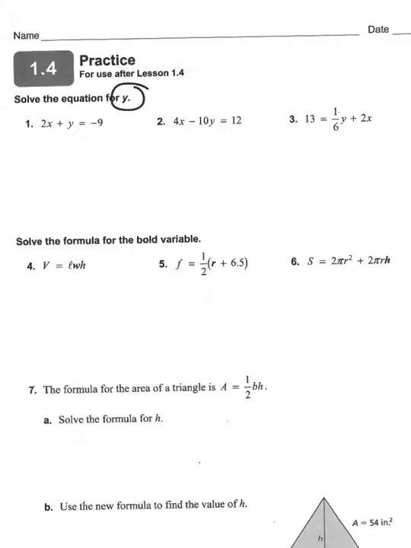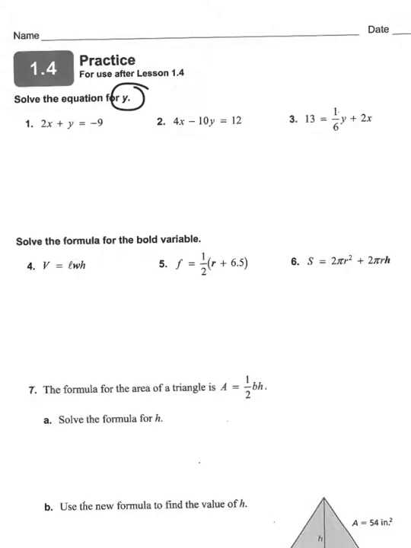So that means we want to get y on one side of the equal sign and everything else on the other. My suggestion is not to work with the variable first that you're trying to solve for. Try to get everything else away from it. So in numbers 1, 2, and 3, we have adding and subtracting that are near the y that we have to get rid of. We have to get those away first.